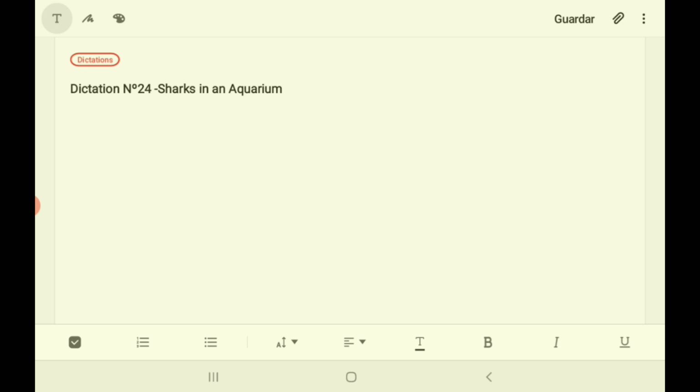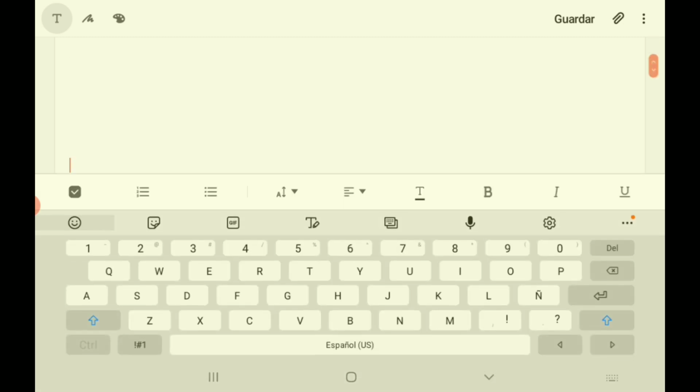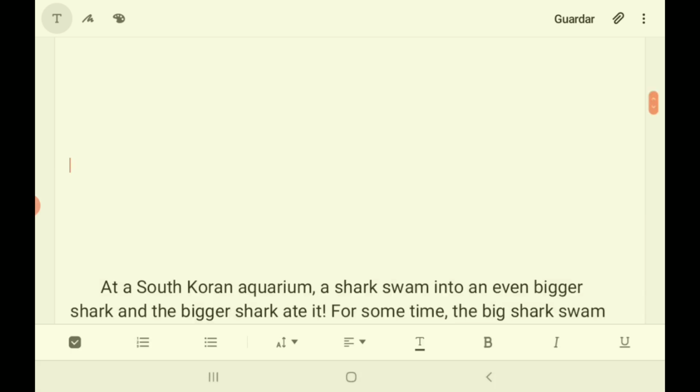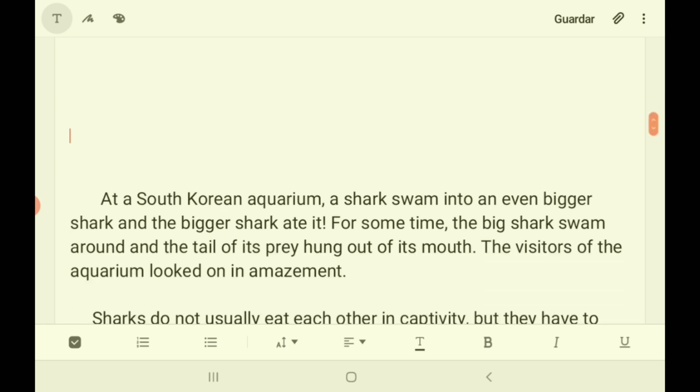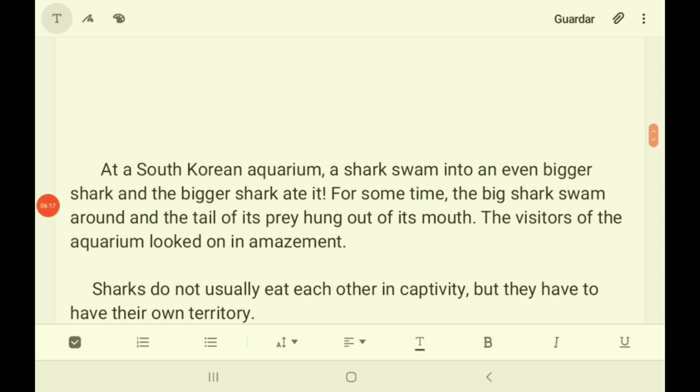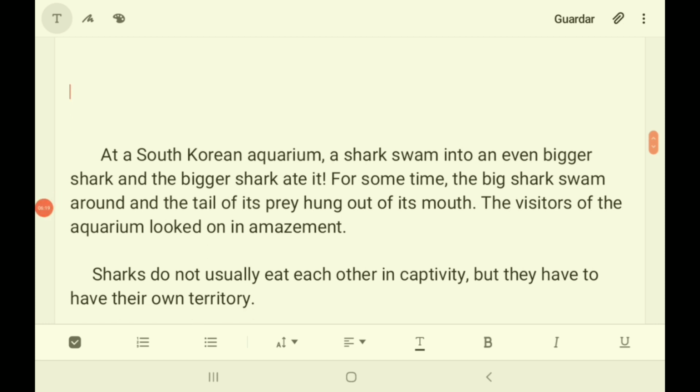but they have to have their own territory. Full stop, and there we are. So now I'm going to show you the real text, the complete text here, so we can check it out.